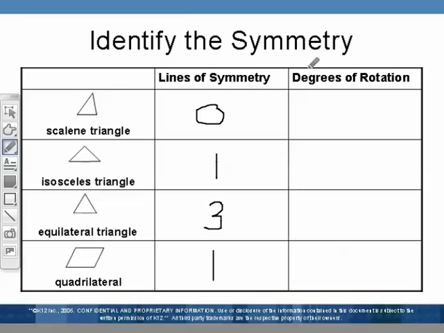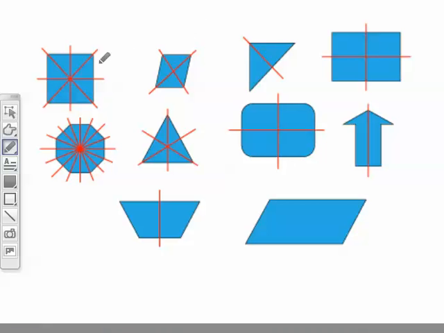Now you notice there's something else over here. It says degree of rotation. The degree of rotation is if I take this object and I try to twist it and turn it and move it around a circle like this. Okay, going around that way. Well, what you'll find out is the degree of rotation is measured in degrees. And what you're trying to do is see how many degrees it takes to make it so that it lines back up on top of itself.